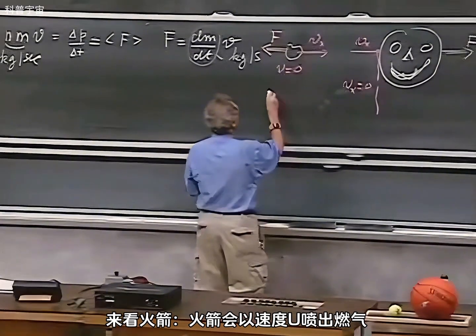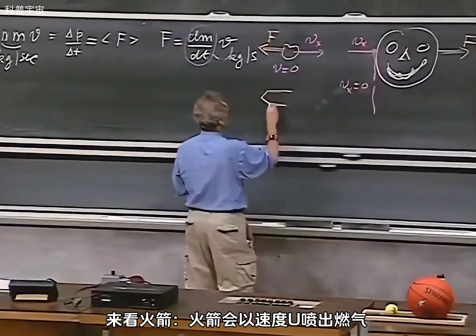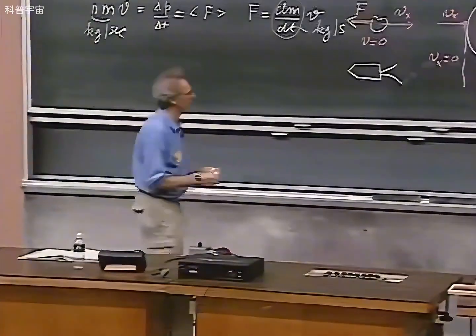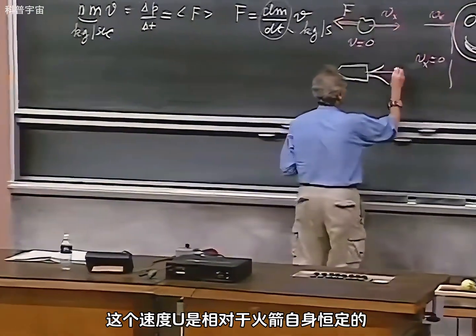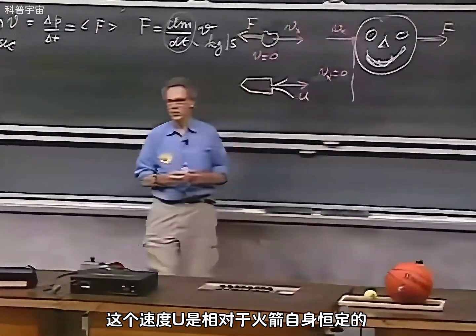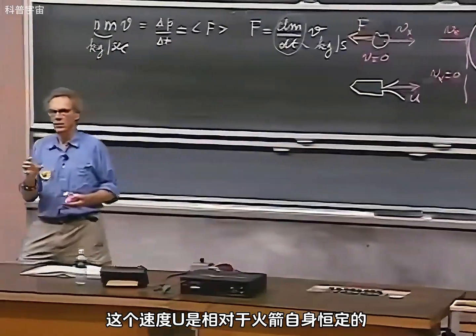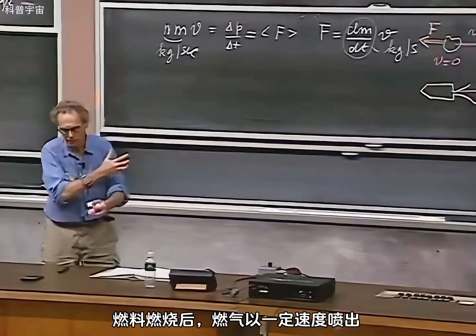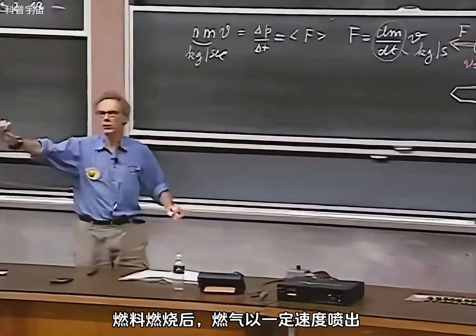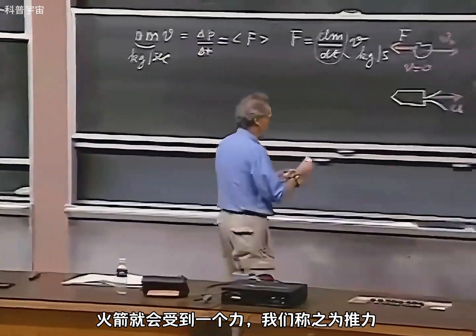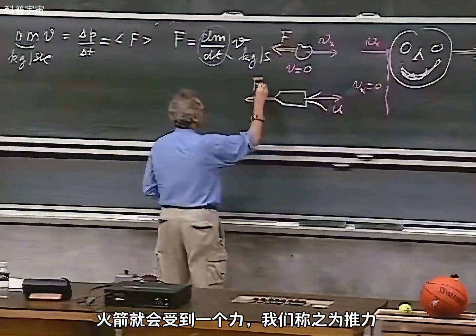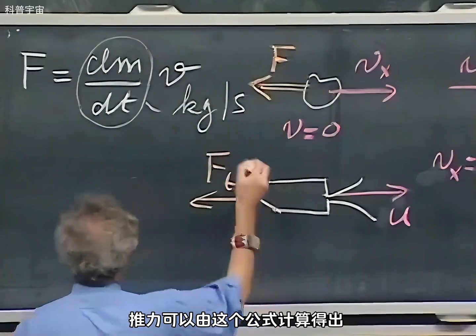Here's the rocket. And the rocket is spewing out gas with a velocity u, which is fixed relative to the rocket. It's a burning of chemical energy. Chemicals are burned, it comes out with a certain speed, and the rocket will then experience a force, which we call the thrust, and that is given by this equation.